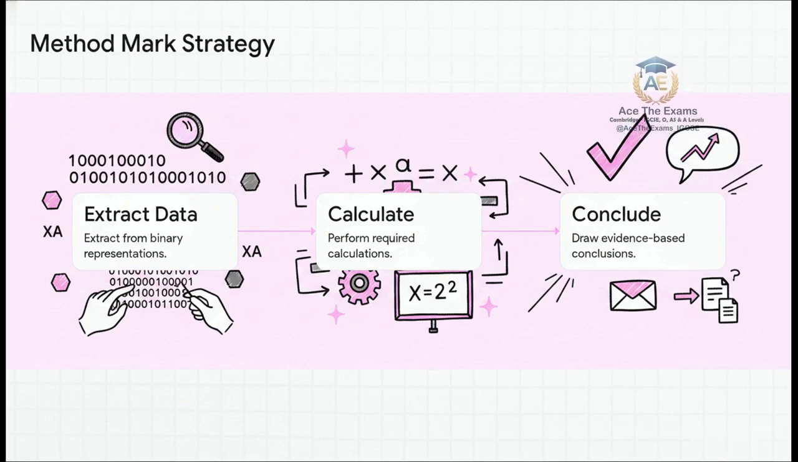Step 3. Draw evidence-based conclusions. Don't just leave a naked number dangling at the bottom of the page. State what that number means for the entire system. Write something like, therefore, the 2 megabyte file is reduced to 200 kilobytes, allowing it to easily fit within the 500 kilobyte email attachment limit.